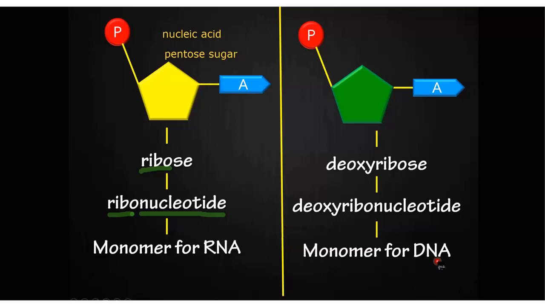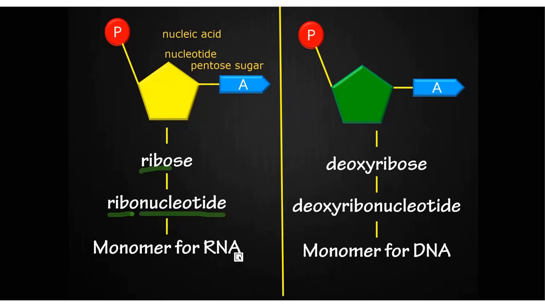If you want to make nucleic acid, the monomer is the nucleotide. In the nucleotide, you have a pentose sugar. So to make nucleic acid, you need nucleotide. In nucleotide there is a pentose sugar. I think it's obvious now.